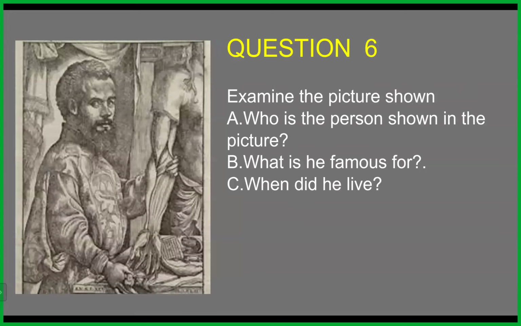And then examine the picture shown. Who is the person shown in the picture? What is he famous for? When did he live? So this person is called Andreas Vesalius. And what is he famous for? He is famous for being the founder of modern anatomy.